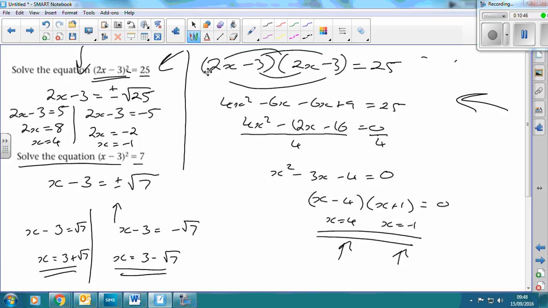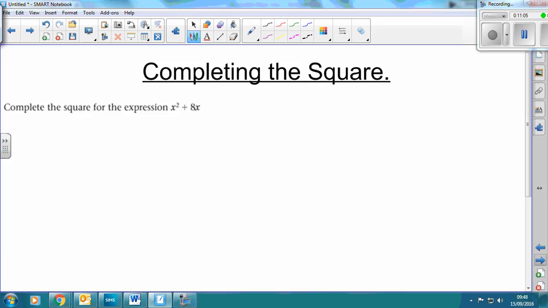And very often in C1 and in fact C2, C3 and C4, they'll say give your answer in exact form. This is what they mean. Here, because we don't have a calculator, we don't know what the square root of 7 is. But 3 plus the square root of 7, that's exact form. Okay, and that's that video. The next video, as you can see, is completing the square.